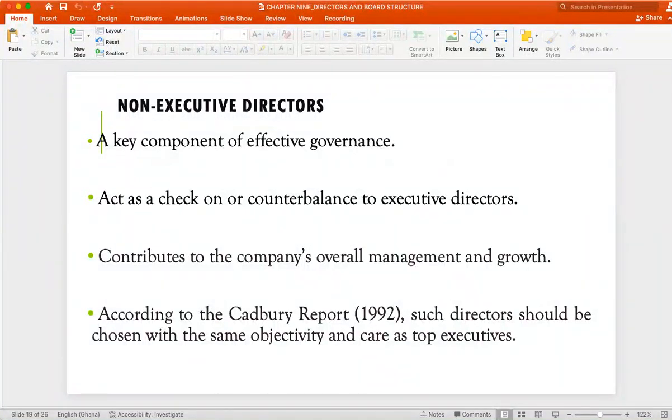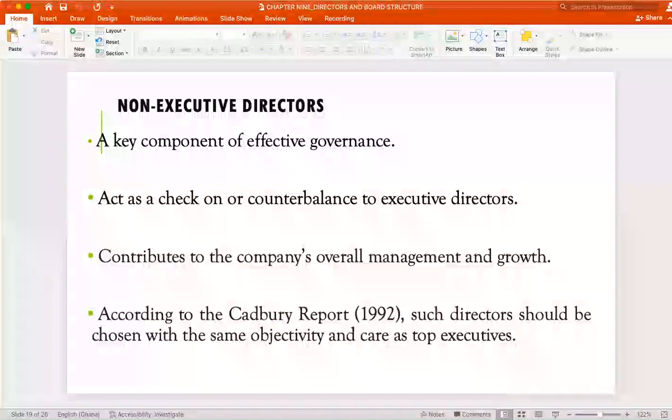Okay. So as you might have seen so far, the non-executive directors play a very important role. These are the people who are not part of the executives of the company. So they are a key component of effective governance. They act as a check on, or counterbalance to, executive directors. They contribute to the company's overall management and growth. And according to the Cadbury report, an important report on corporate governance, such directors should be chosen with the same objectivity and care as top executives.